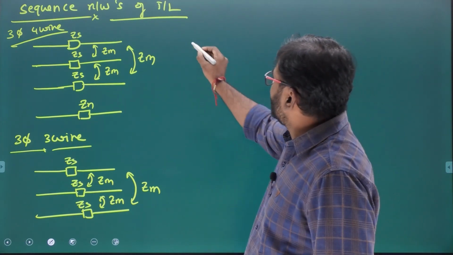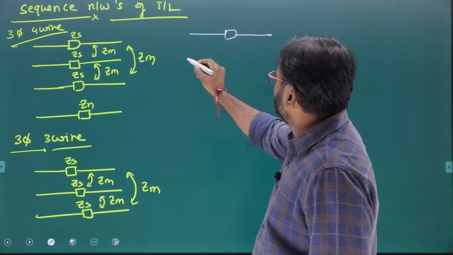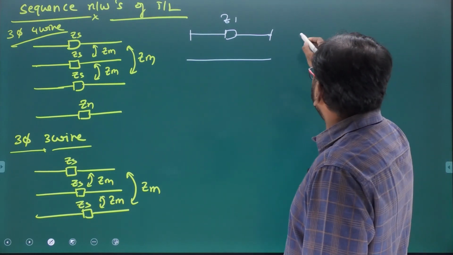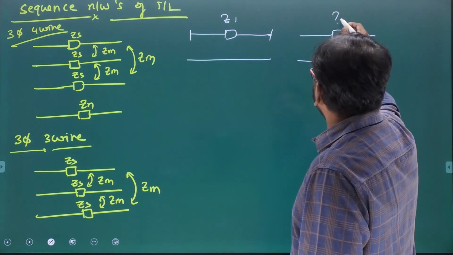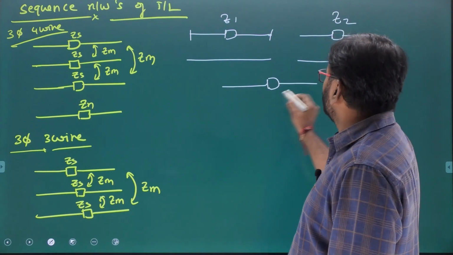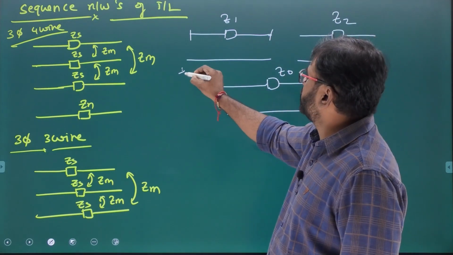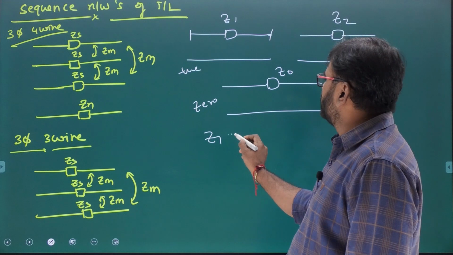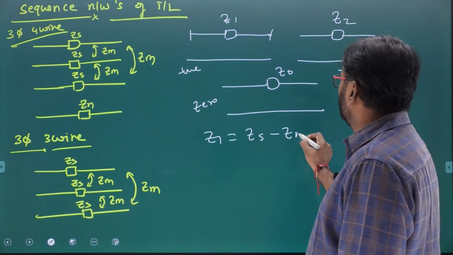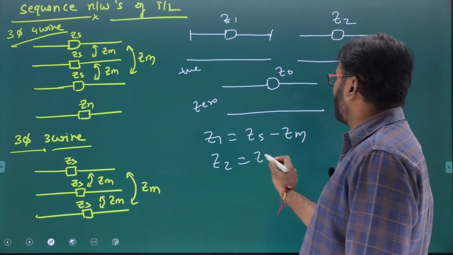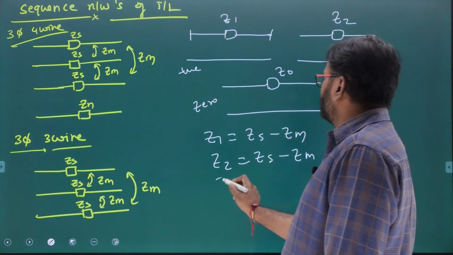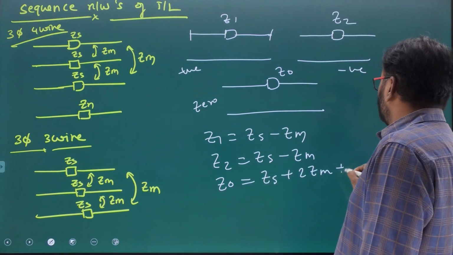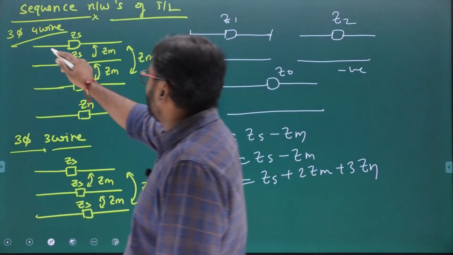Directly I am saying, for a transmission line, this is the positive sequence equivalent circuit. This is the negative sequence equivalent circuit, Z2. The equivalent circuits are the same. This is the zero sequence equivalent circuit. This is the positive, negative and zero sequence equivalent circuit. But what is Z1? Z1 equals Zs minus Zm, and Z2 equals Zs minus Zm. And what is Z0? It equals Zs plus 2Zm plus 3Zn. This is for a 3-phase 4-wire network.